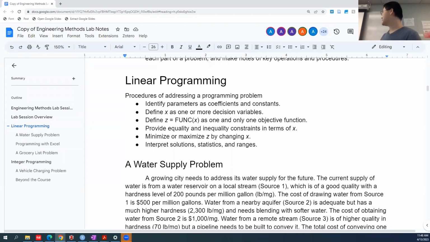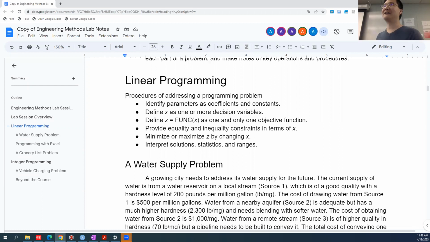And after that, step four is that we want to provide some constraints. So I understand that on both Tuesday and Thursday lectures, we have been exposed to some concepts about constraints. These are no more complicated than a few inequality or equality relationship. So these are also some equations we need to formulate. And they are also in terms of X, the decision variables. Any questions so far?